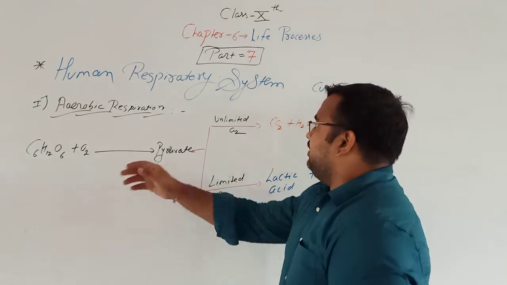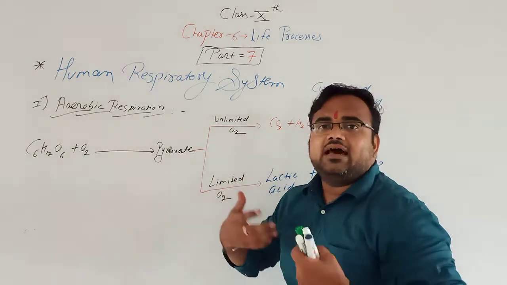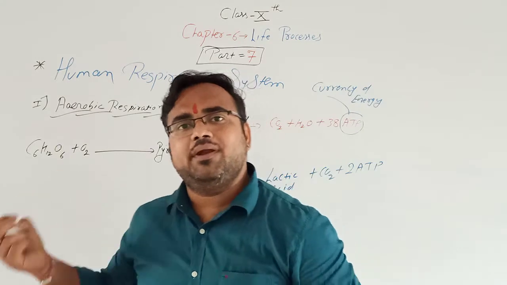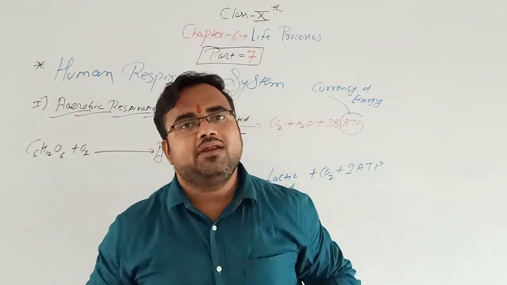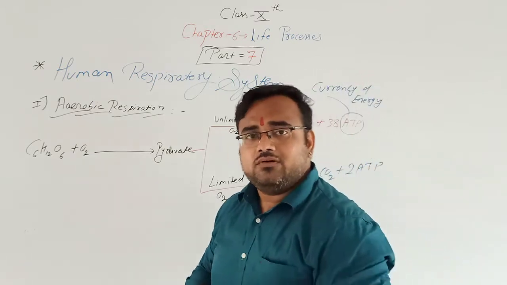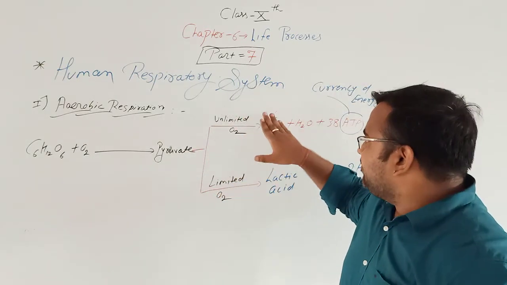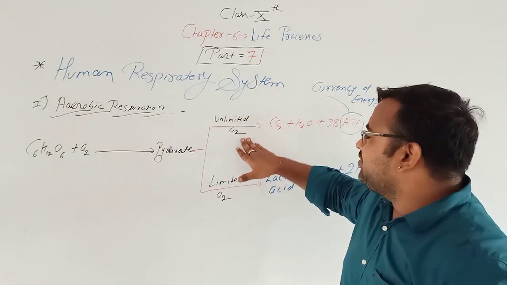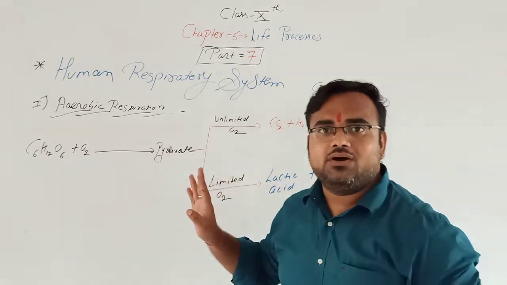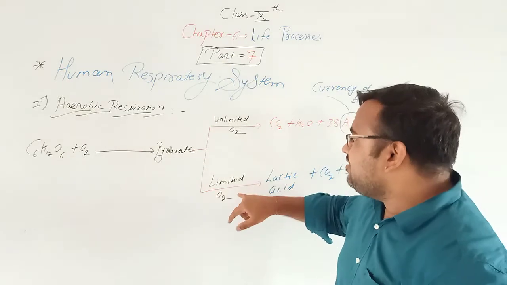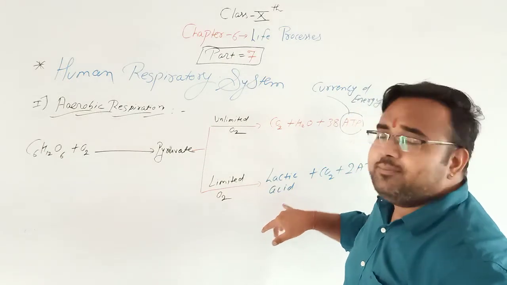In our respiration, unlimited oxygen is present in our environment for us. So if there is unlimited oxygen, the product will be carbon dioxide, water and 38 ATP. And if there is a limited amount of oxygen, the product will be lactic acid.